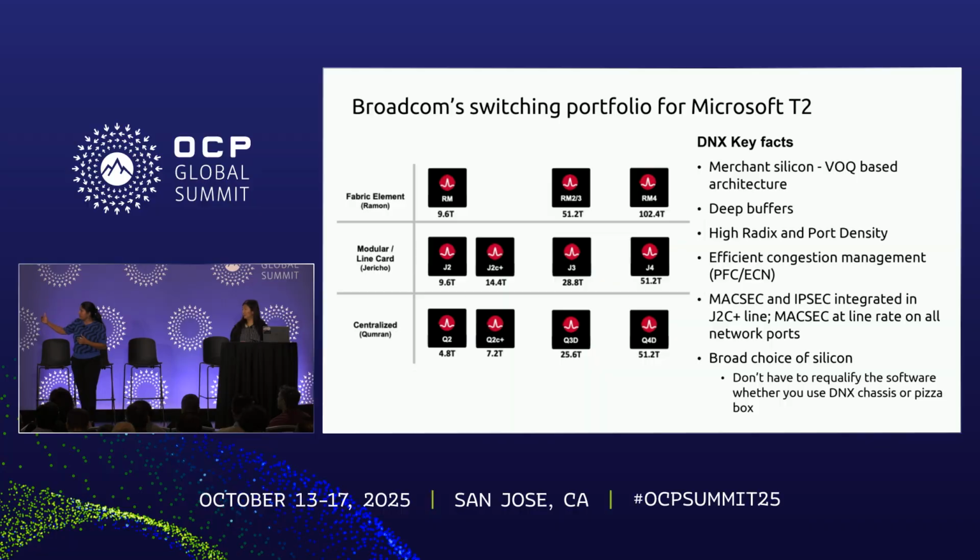And also, because we have a broad choice of silicon, the qualification effort is only an incremental delta. We don't have to requalify every time you change the boxes. It is just an incremental qualification, and it makes the upgrade much easier.